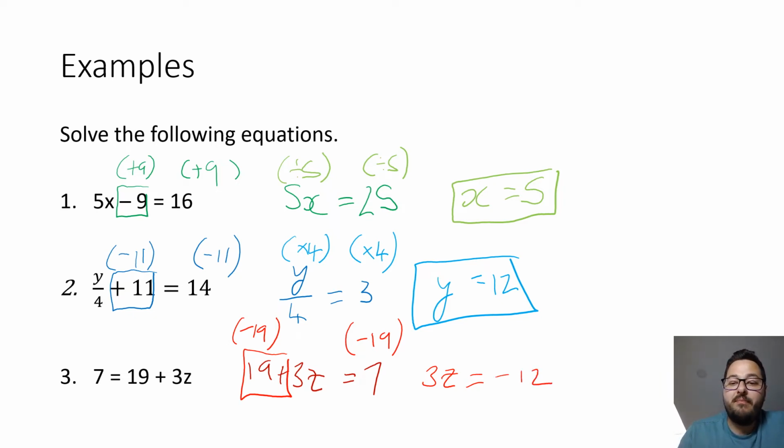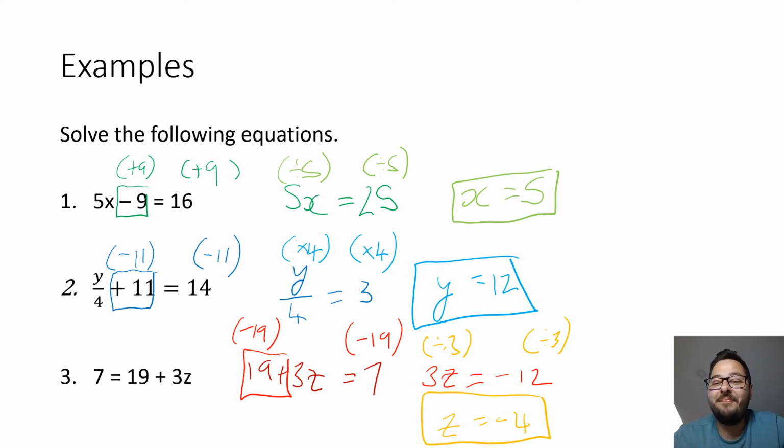Then we've got the times 3 here, so we want to divide by 3 on both sides. So finally, we're going to end up with z on the left, and minus 12 divided by 3 is minus 4. And that's our answer to that one.